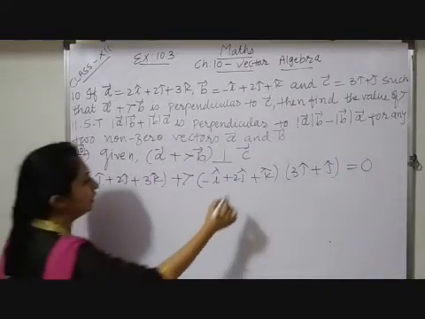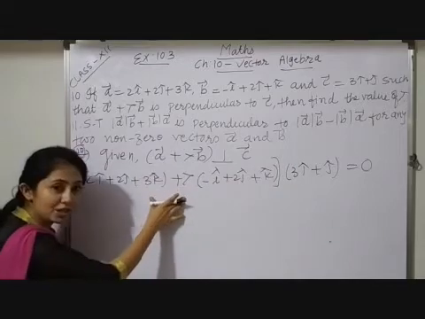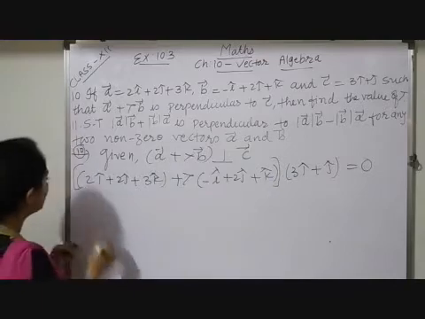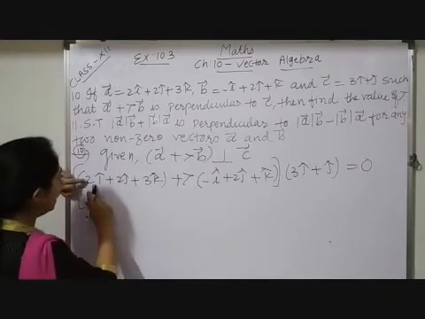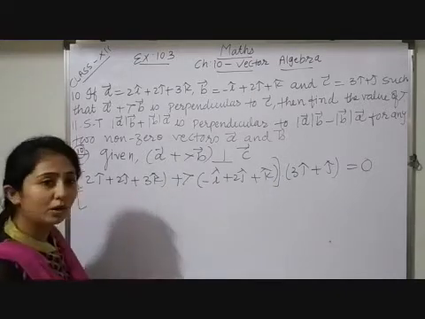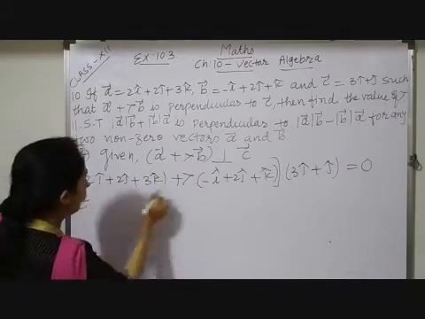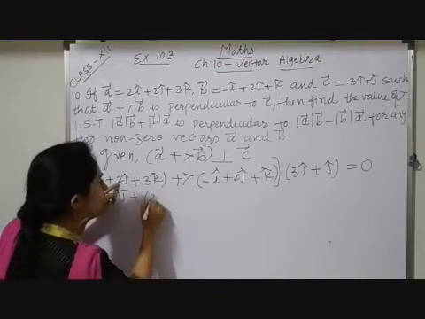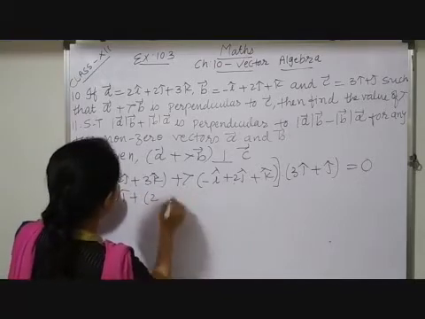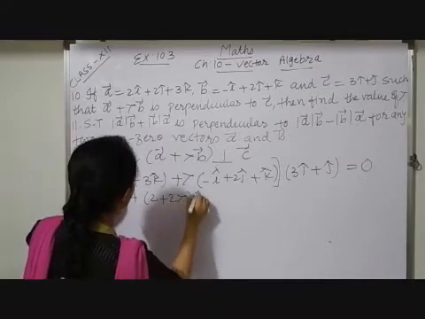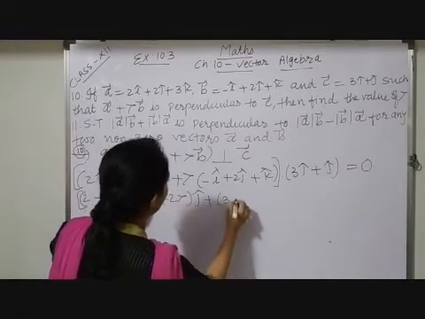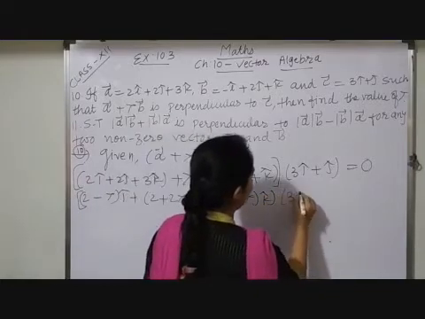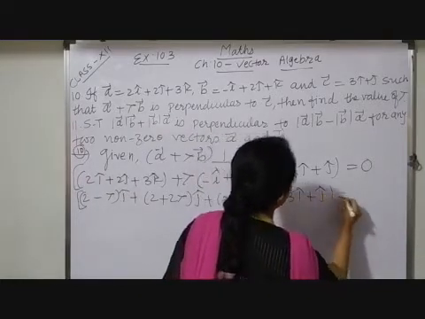Now first of all I have to find the addition of both these vectors, and after that we'll do the dot product with C. So now see, the corresponding components will always be added. So 2 minus lambda i cap plus 2 plus 2 lambda j cap plus 3 plus lambda k cap, dot 3i cap plus j cap equals 0.